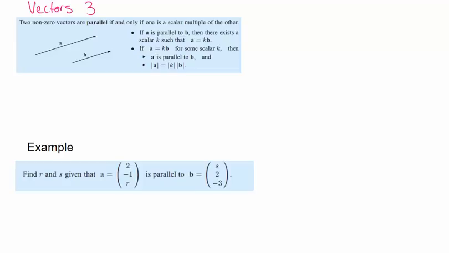So we're going to continue with more properties of vectors. Specifically, we're talking about them being parallel or perpendicular to each other. So first of all, if we have two non-zero vectors, they're parallel if and only if one is a scalar multiple of the other. So you'll notice that the direction will be the same. It could be a negative direction though, but the angle is the same, and we'll talk a little bit more about angles later on. So if we have a vector A, then B is some scalar multiple of that.